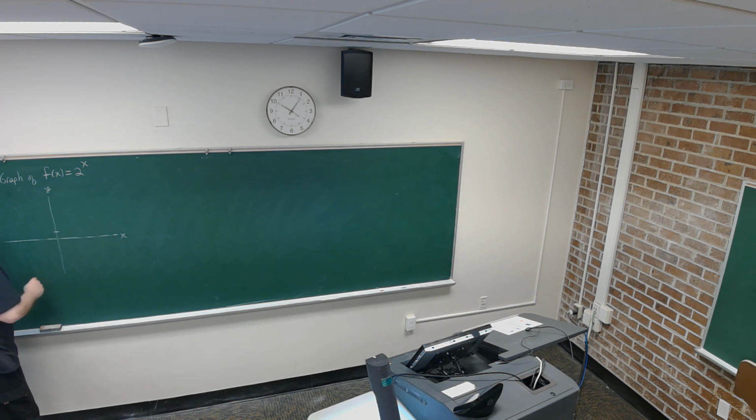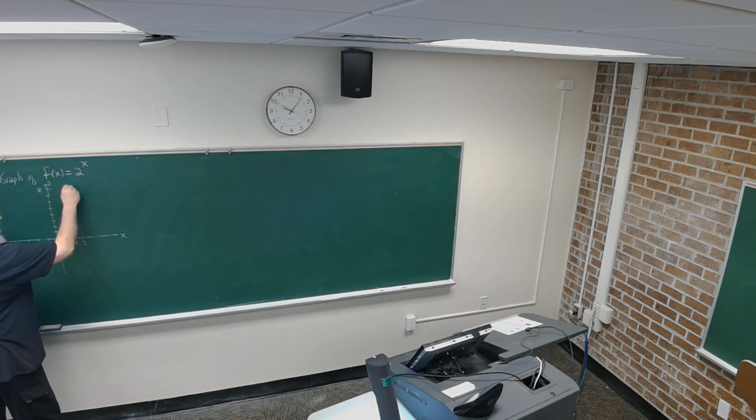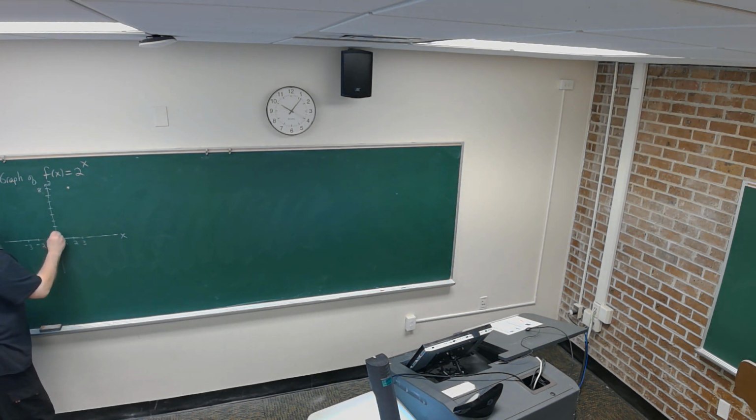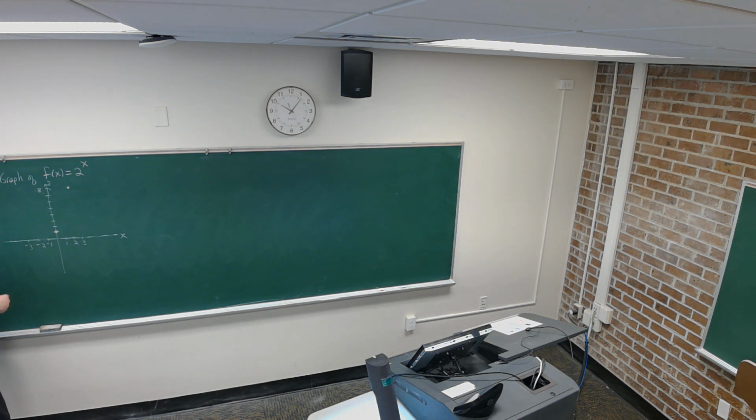And so remember, it crosses the y-axis at y equals 1. So here's x equals 1, x equals 2, x equals 3, x equals minus 1, x equals minus 2, and x equals minus 3. And then we have 1, 2, 3, 4, 5, 6, 7, 8. And so the point (3, 8) is on the graph. Crosses the y-axis, right, at y equals 1. And then the point (-3, 1/8) is on the graph.